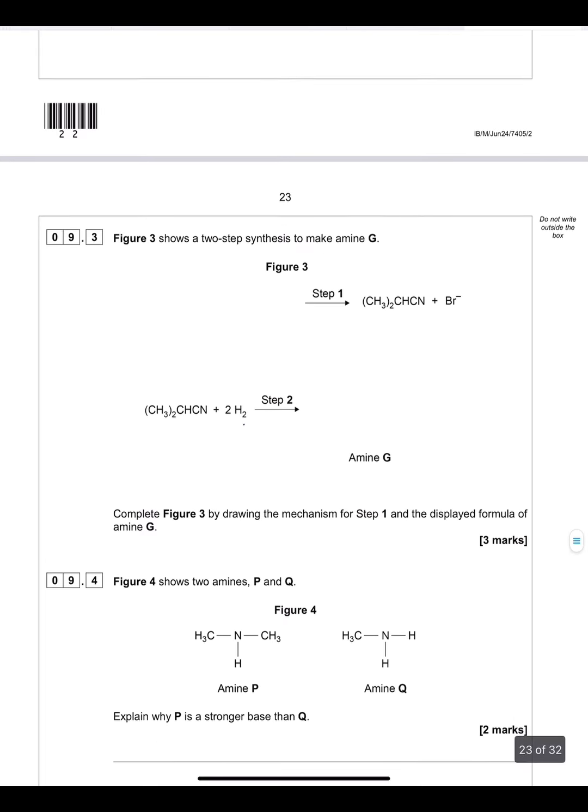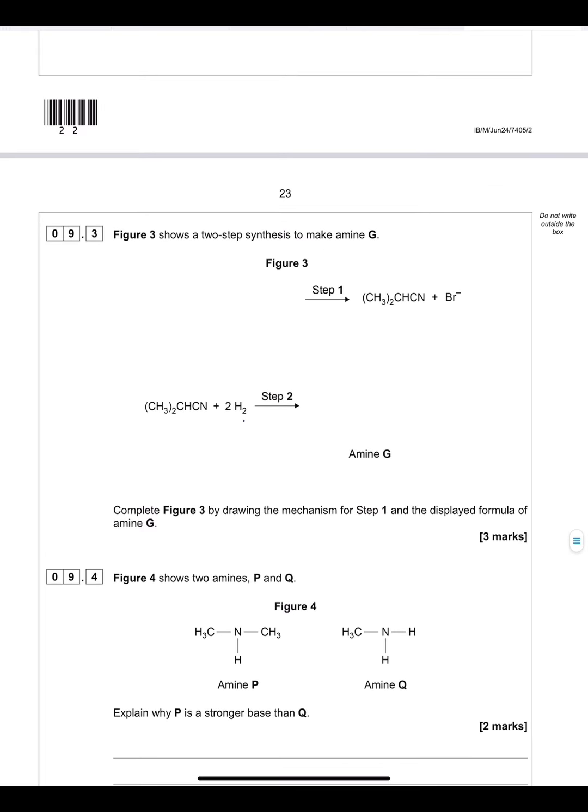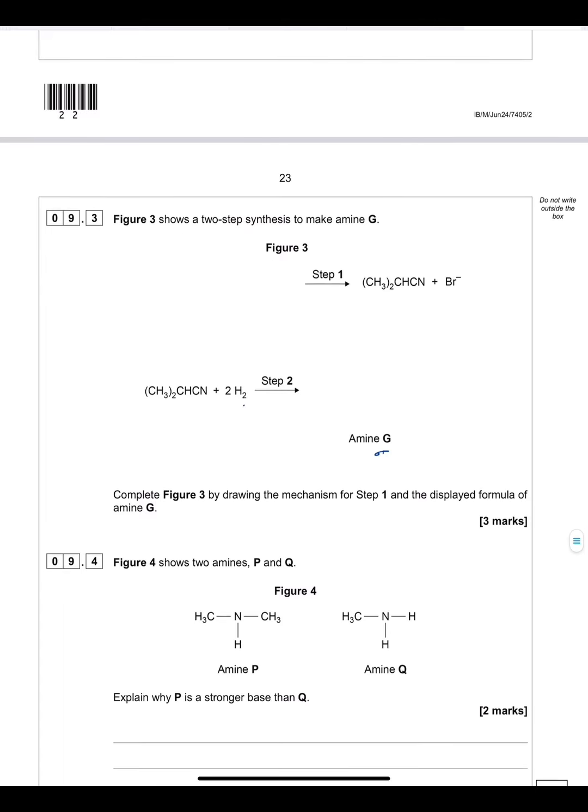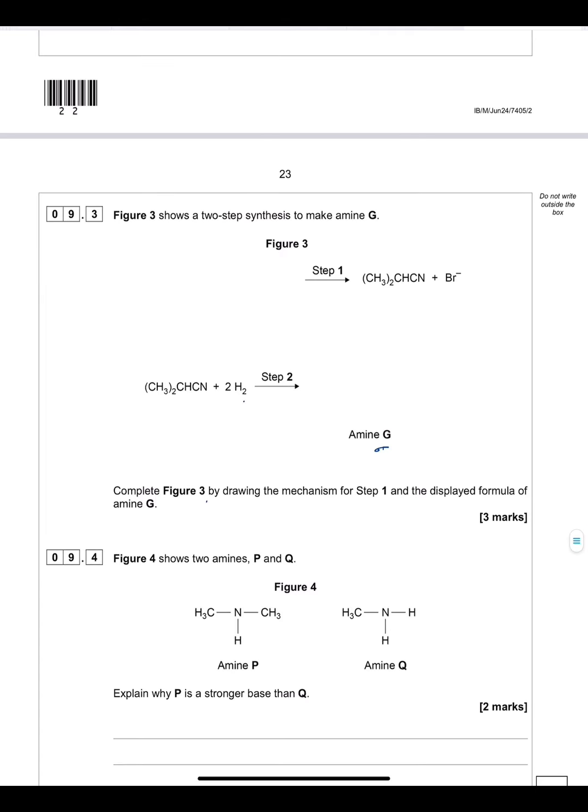Question 3, figure 3 here, as you can see, is a two-step synthesis to make amine G. They want you to complete figure 3 by drawing the mechanism for step 1 and the displayed formula of the amine G. So let's look at the product of step 1. You're going to find here there is a bromide and there is a cyano group in the product, which means this was a nucleophilic substitution reaction of an alkyl halide, alkyl bromide, with a cyanide group.